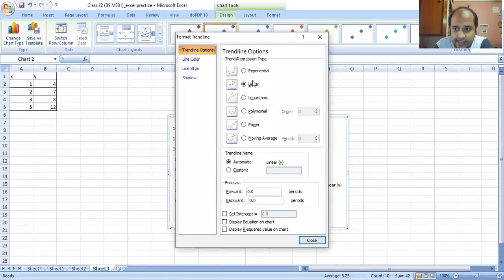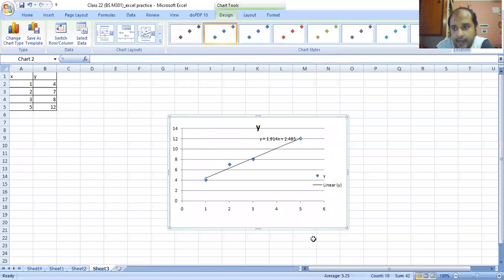Linear, this is by default selected. Since we are actually analyzing the linear regression model, we shall not change it. We will move our cursor to this particular section, which is known as display equation on chart, and I have clicked on it. Close this, and bingo, this regression line is being shown over here.